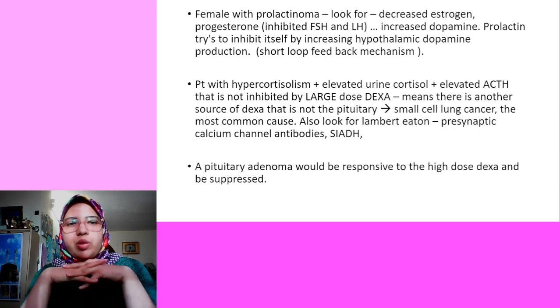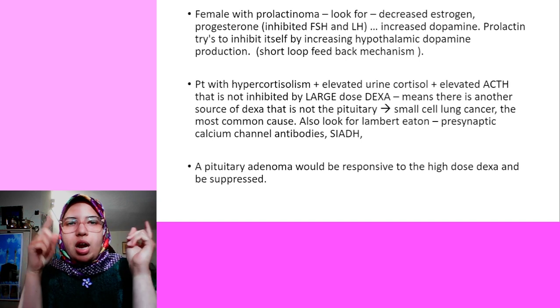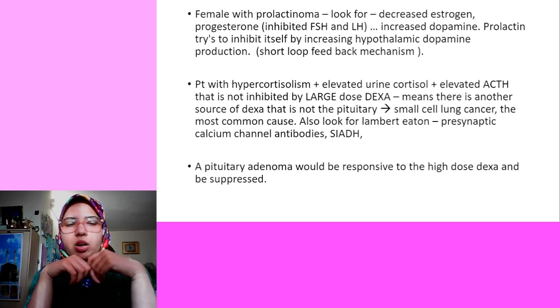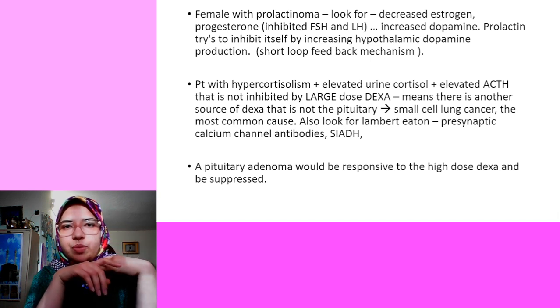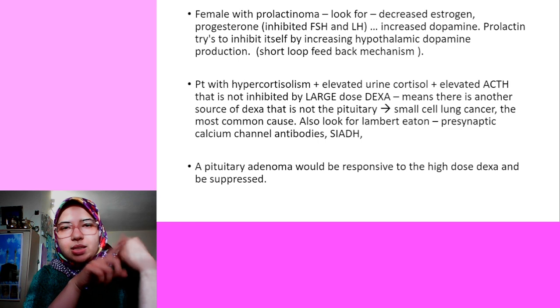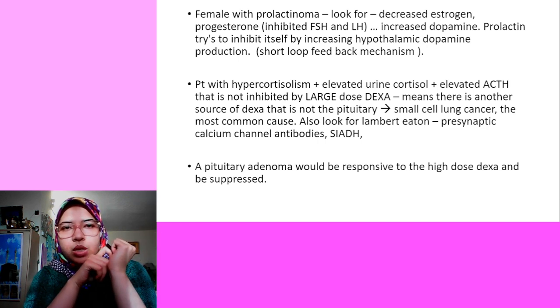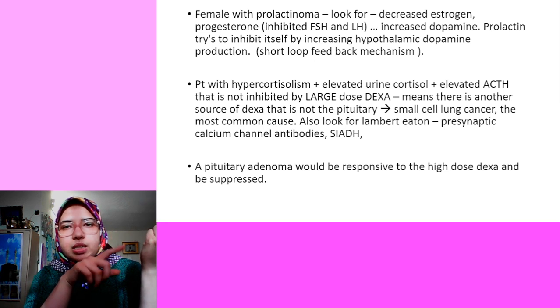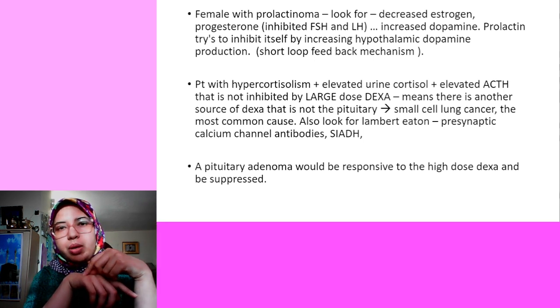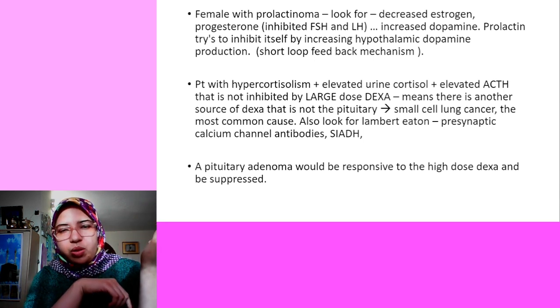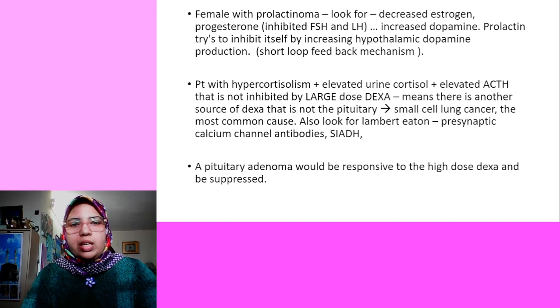If you have a female with prolactinoma, you want to look for decreased estrogen. Remember, high levels of prolactin are going to inhibit FSH and LH, so you're going to have decreased estrogen. You're going to have increased dopamine. So how does that happen? Prolactin inhibits itself through something called a short feedback mechanism. Prolactin gets secreted, and at the same time it increases the secretion of dopamine, which is an inhibitor of prolactin secretion. That's called a short feedback mechanism.